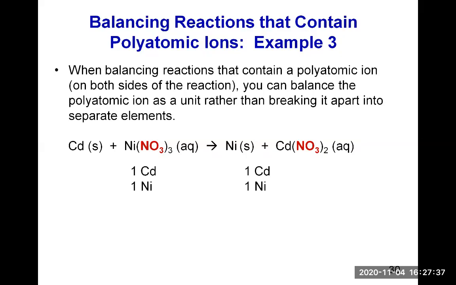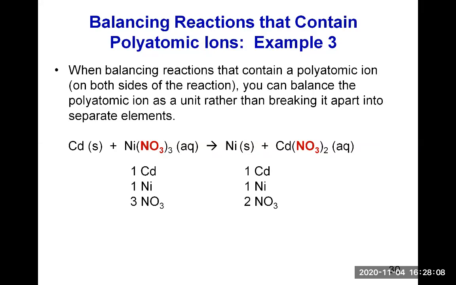And then there is 3 nitrate on the left because we have the nitrate and then parentheses around it and 3. So the 3 here means there is 3 of what's in the parentheses. And so there is 3 nitrate in the nickel nitrate here. And then in the cadmium nitrate, there is 2 nitrate because we have parentheses around the nitrate and then a subscript of 2.